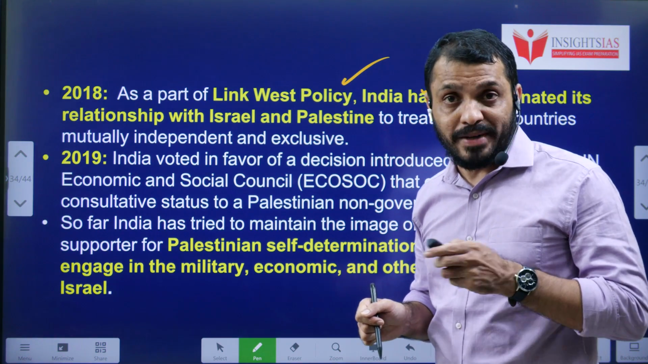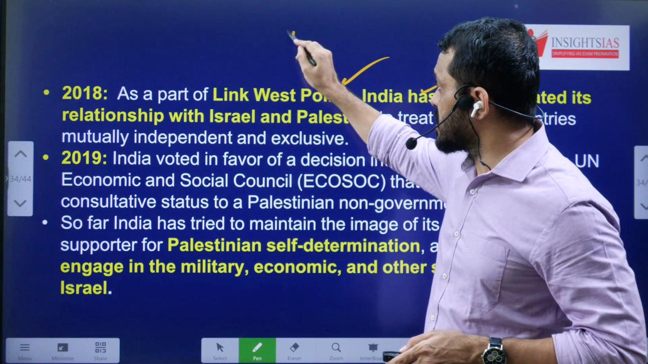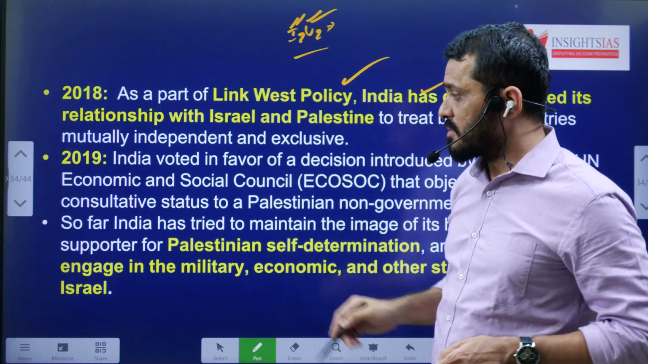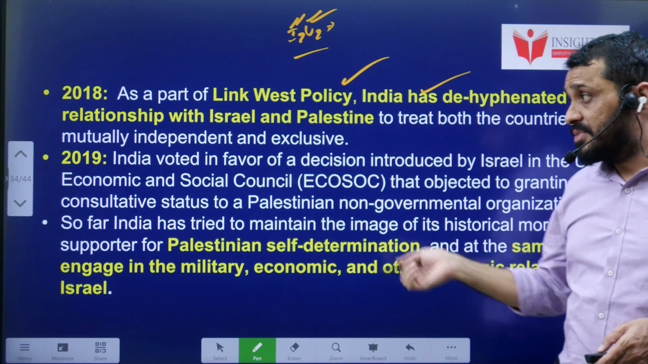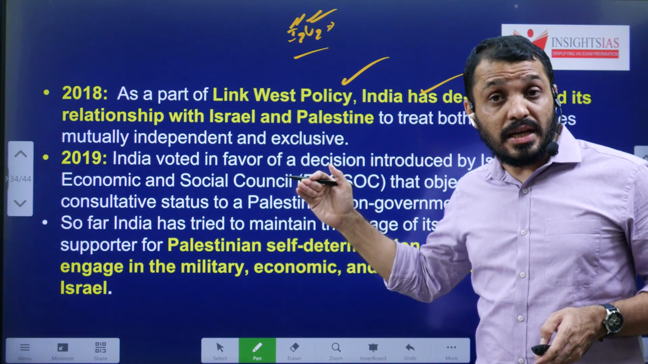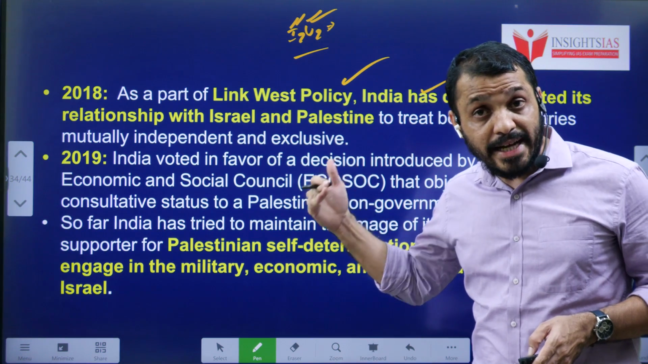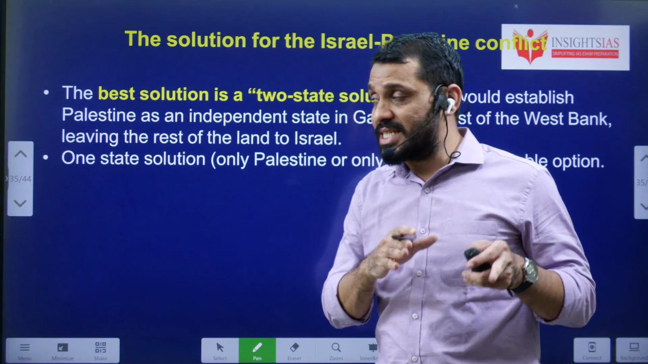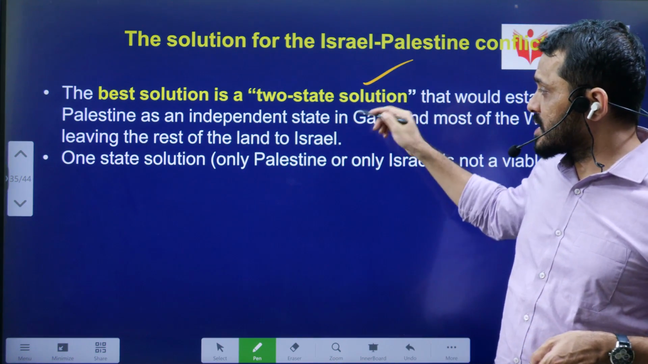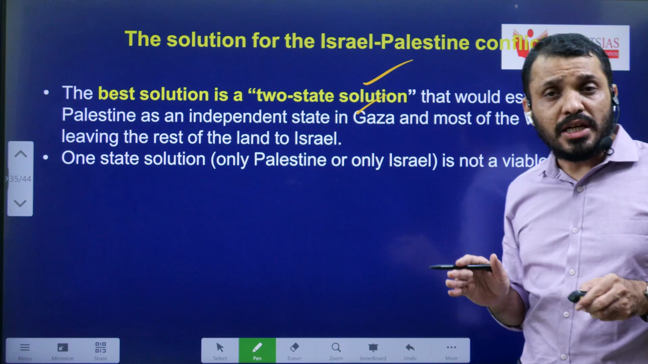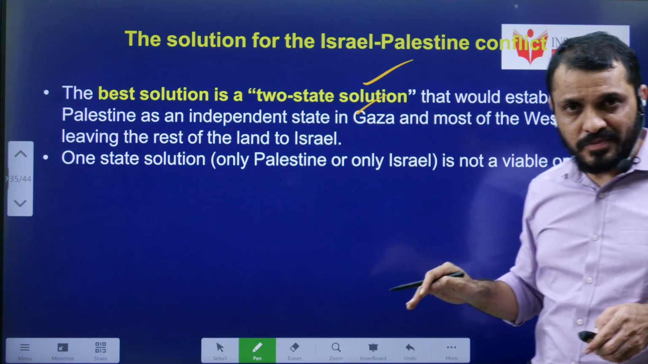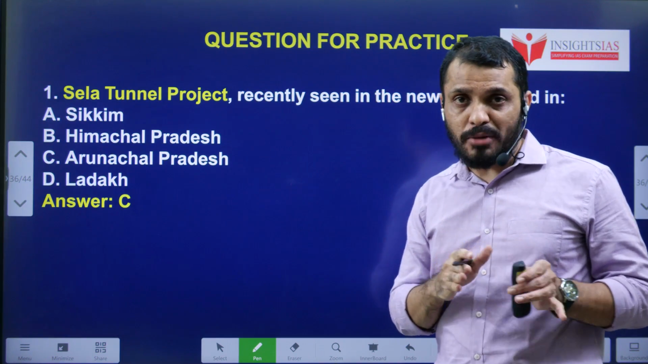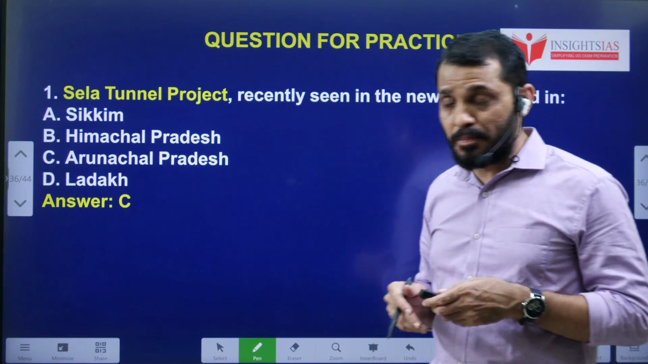Recently in I2U2, you might have seen that. I2U2, also known as Quad 2.0, is India, Israel, UAE, USA. And in 2019, India even supported Israel on an international platform against Palestinian interest. So this is how our foreign policy stand shifted over a period of time. What is the solution? The ultimate solution is the creation of a two-state solution, that means Israel as well as Palestine. Then only we can stop this problem.